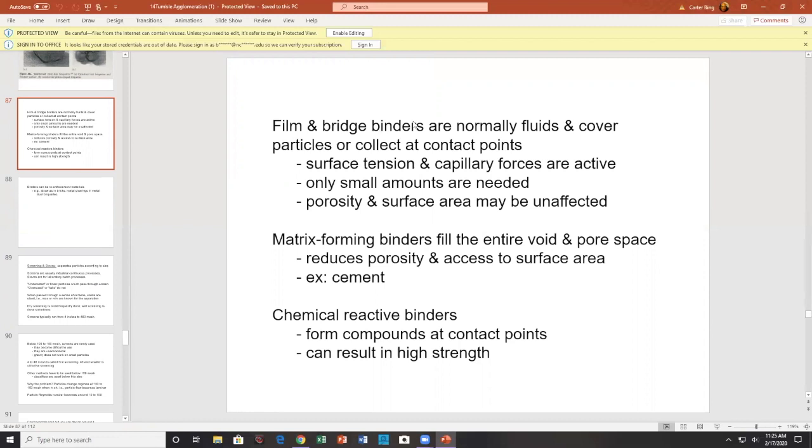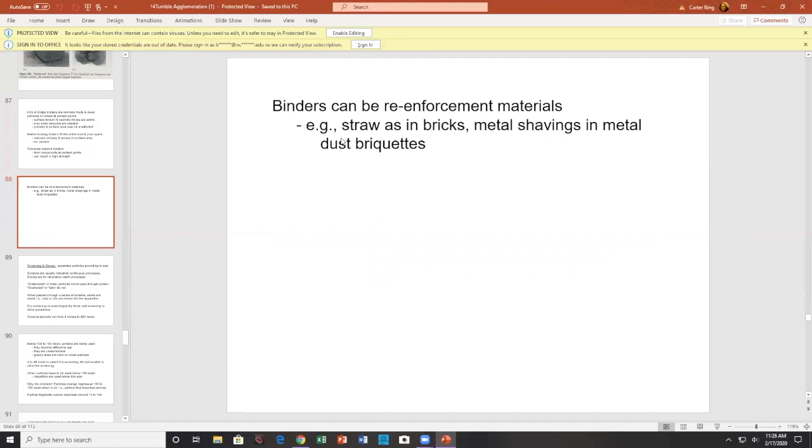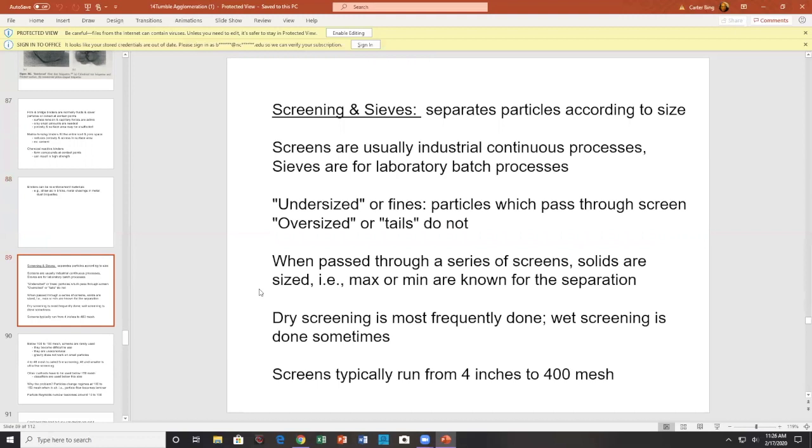So film and bridge binders are normally liquids that cover the particle contact points. If surface tension capillary forces are active, only small amounts are needed. Porosity and surface area can be unaffected. Matrix forming binders fill the entire void and pore space. Examples of that, I guess, are cement and asphalt. And a number of chemical additives, chemically reactive binders, form compounds at the contact points, salts, in high strength. Straw and bricks, metal shavings, and dust briquettes. Onward and upward to screening.